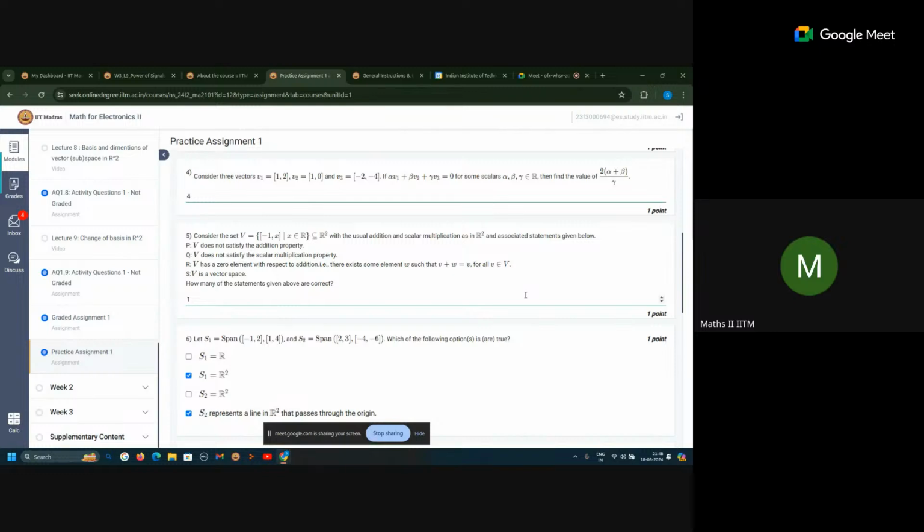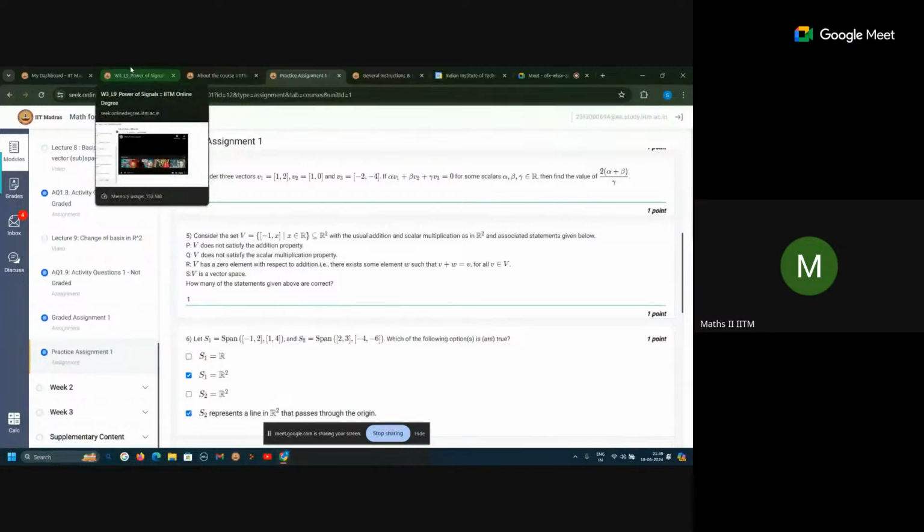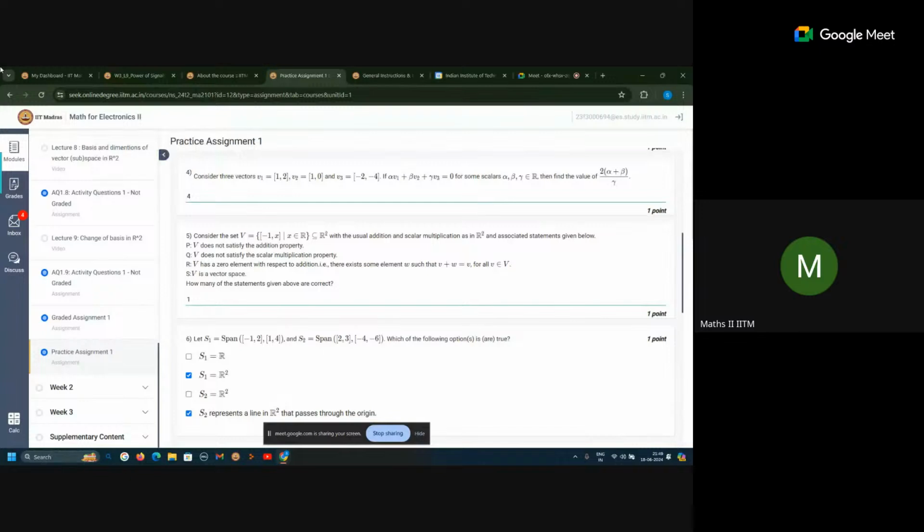So is this a vector space, or what are the things here? Are we satisfying the addition property? For example, take x value as 1. So one element of this V you will get is (-1, 1), and take another element, let's say x is equal to 2, then another vector will be (-1, 2). Now add them as you used to in R2. What will you get? (-2, 3).